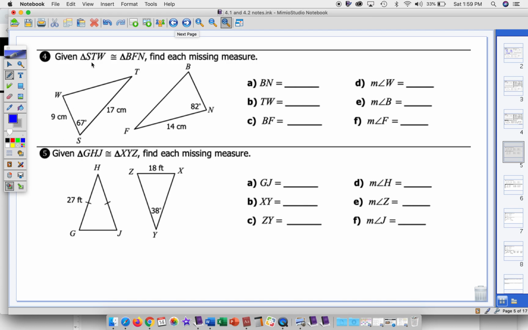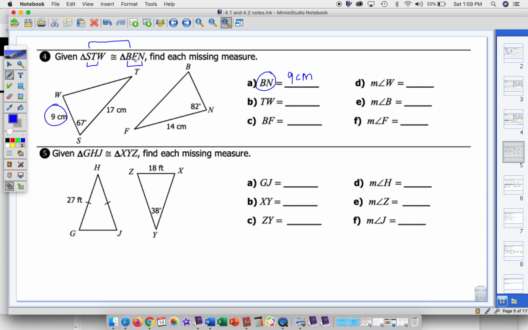So here again, I always look at the statement because these triangles could be rotated, reflected, a combination of different things. You can never go wrong by looking at the statement. So from this statement, I know S corresponds to B, T corresponds to F, W corresponds to N. So if I'm asked for BN, then I know BN has the same length as SW. And if I look at SW, it's 9 centimeters. So BN is 9 centimeters.